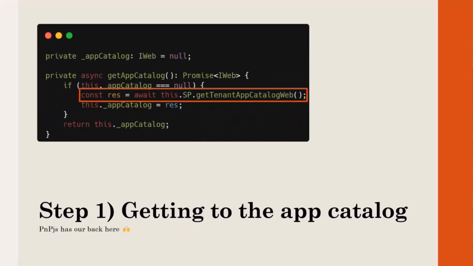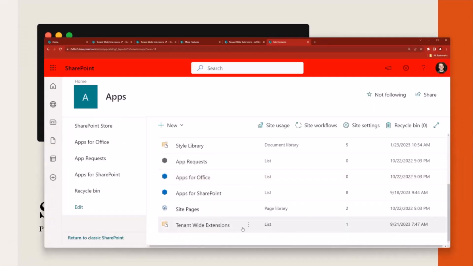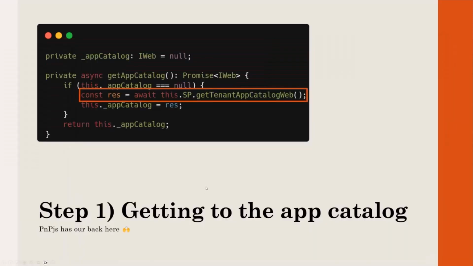So the first thing I needed to do was to find a way to get access to my tenant's app catalog. I was actually starting to snoop around a little bit in the network traces, seeing what's going on, until I realized that PnPjs has actually figured that all out for me. I can straight up just say, give me the tenant app catalog web. Now that gets me as far as access to the app catalog, which is great, but I need to find that list that we were just talking about. It's down here, named tenant-wide extensions. The obvious thing would probably be to just say get by title.